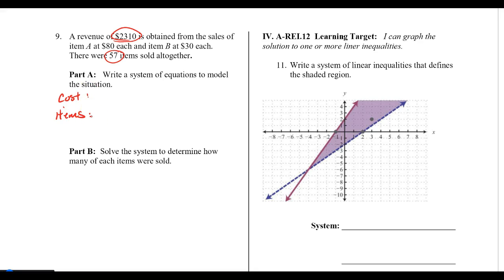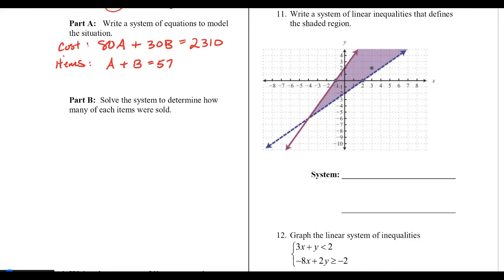So the cost, it's $80 for item A plus $30 for item B. And so 80A and 30B, those are going to be the total cost of those items. I'm going to add them together to get an overall total cost of $2,310. And if we sold 57 items, that means a combination of A plus B equals 57 items. Part B, we need to solve this system to determine how many of each item were sold. So once again, I've got my system of equations.